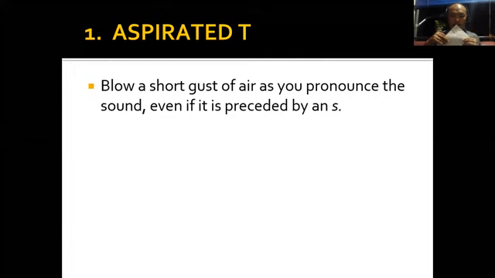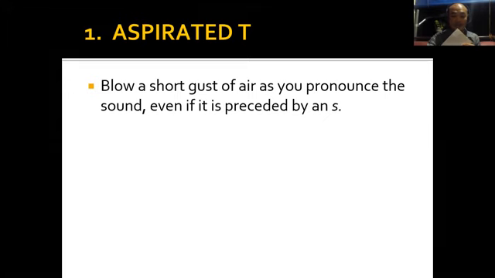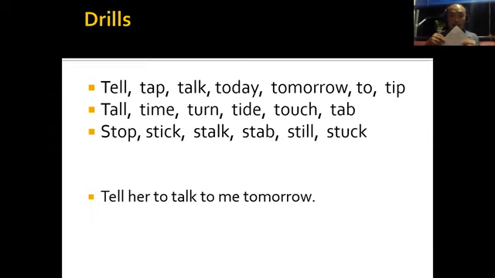Okay, now so to do the aspirated T, you have to blow a short gust of air as you pronounce the sound, even if it is preceded by an S. Okay, for example, you repeat after me by doing this. Tell. Okay, wait. Tell. So the paper should move because of the air that you blow. Tell, tap, talk, today, tomorrow, to, tip, tall, time, turn, tide, touch, tab, stop. So you sound the S first before you aspirate the T. Stop, stick, stalk, stab, still, stuck.